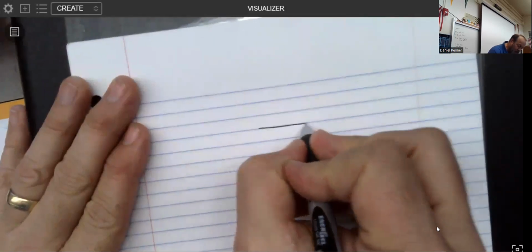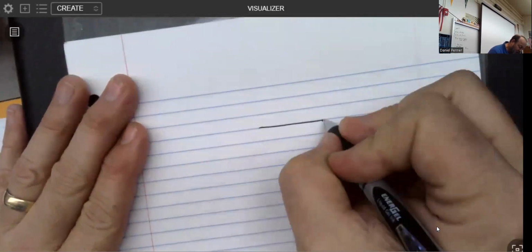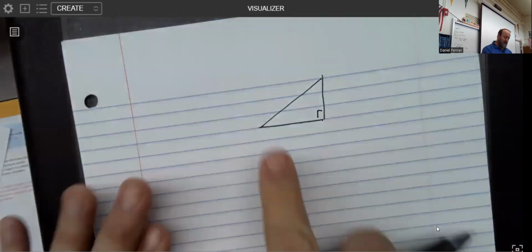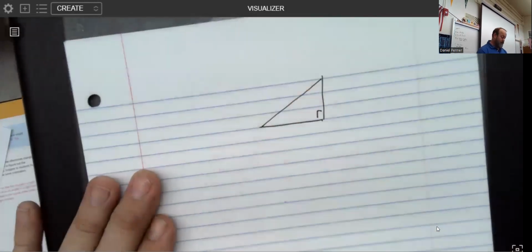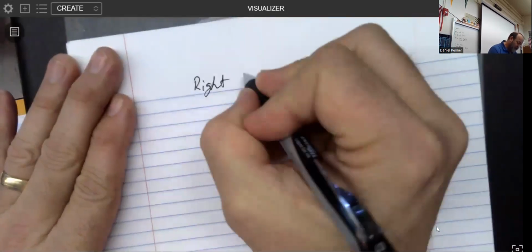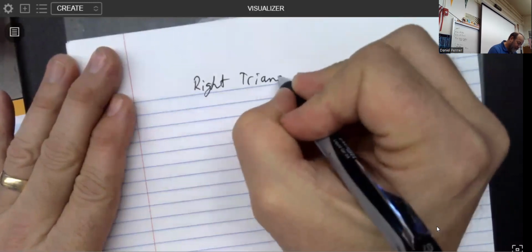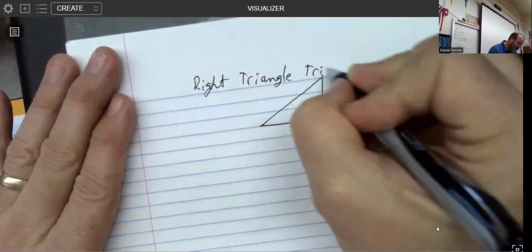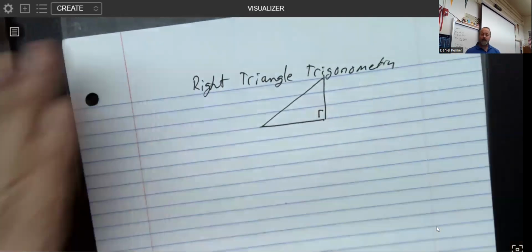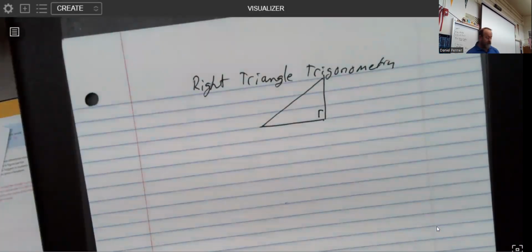So the tangent ratio. The first thing that we need to do is understand some terminology. When we have a triangle, it doesn't really matter where you're standing, because you could stand at either one of these acute angles, and we generally will call this right triangle trig. So it's important that we are talking about right triangles when we're dealing with these.